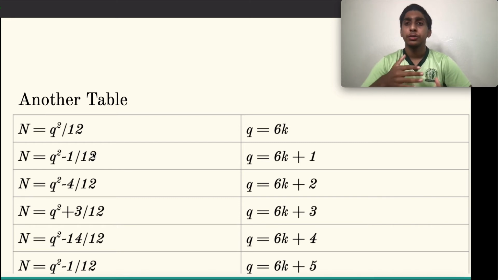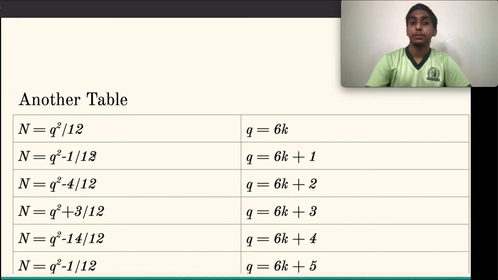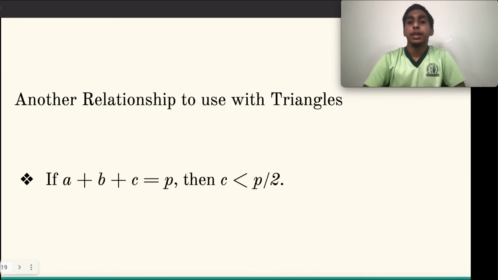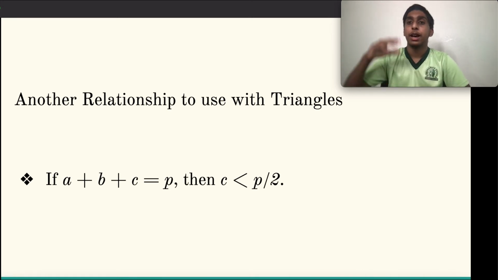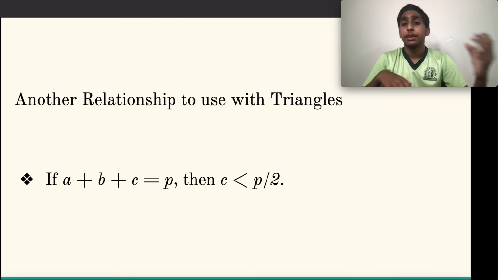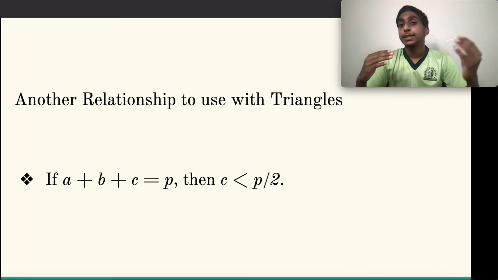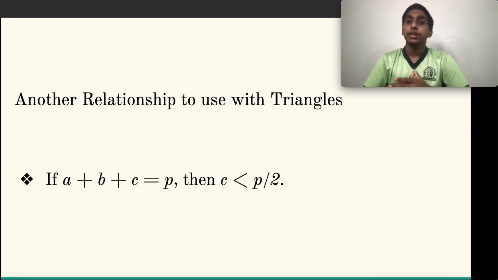But for now, just try to use the table and find your answers. Right. Final relationship to use with triangles: if a plus b plus c is equal to the perimeter, that's pretty obvious, right? If you add up all the sides, you get the perimeter. Then c is less than the perimeter divided by 2. So what this is saying is the biggest side of this triangle is going to be less than half of the perimeter. It's a simple relationship.